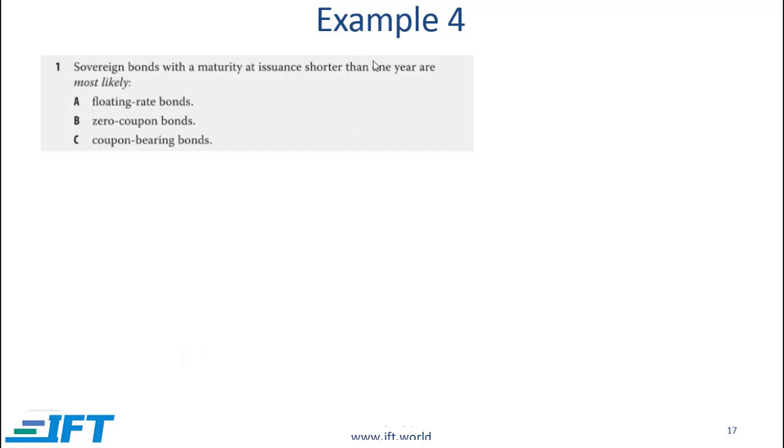Let's do example 4 now. Sovereign bonds with maturity at issuance shorter than 1 year are most likely, and the answer here is zero coupon bonds. This is just something you need to remember. In most countries, if the maturity is less than 1 year, then the bond doesn't pay any coupon. It is a zero coupon bond.